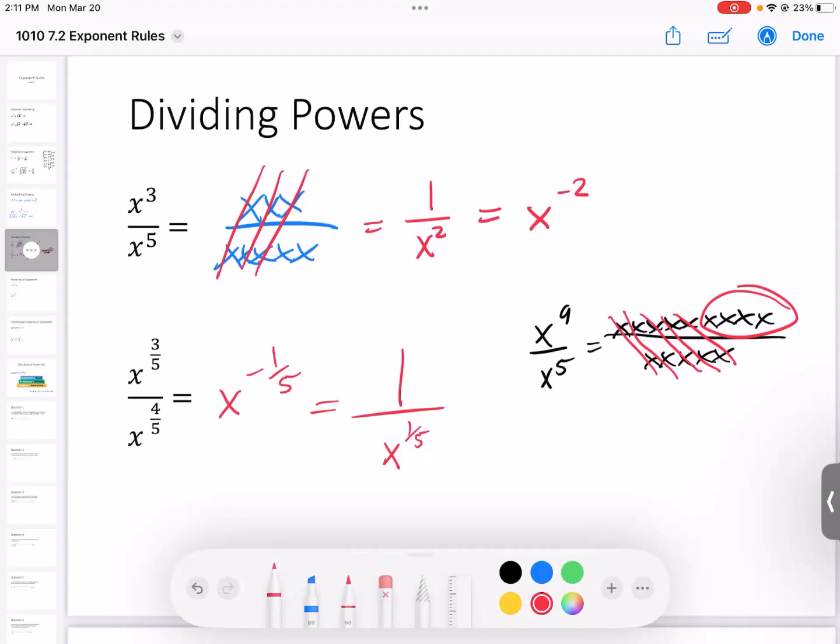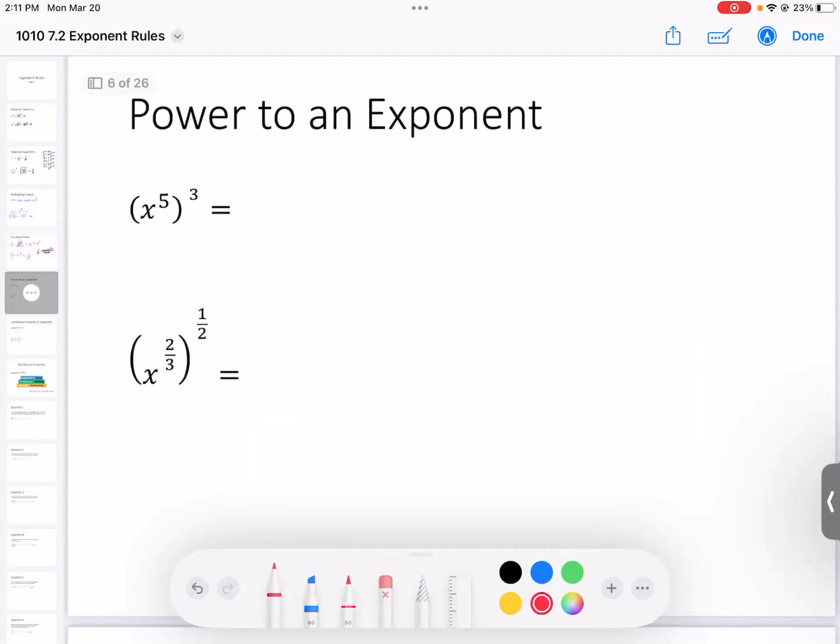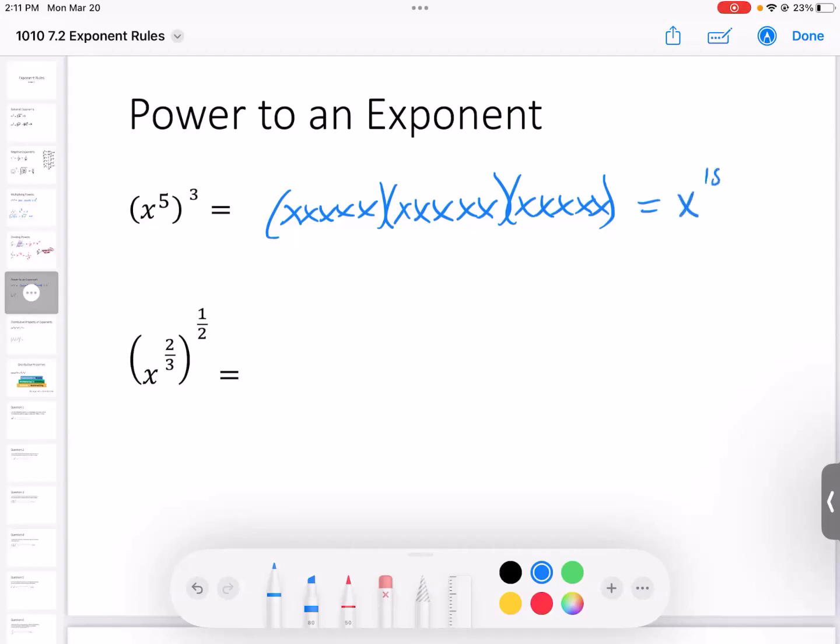Okay, so the last exponent rule we're going to do is when you raise a power to an exponent. So if I had x to the 5th raised to the 3rd power, what this means is that I have 5 x's multiplied together, and that is multiplied by itself 3 times. So it'd look kind of like that. Now, how many x's are there? How many? 15.